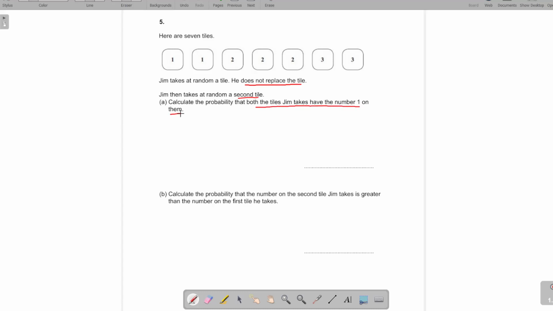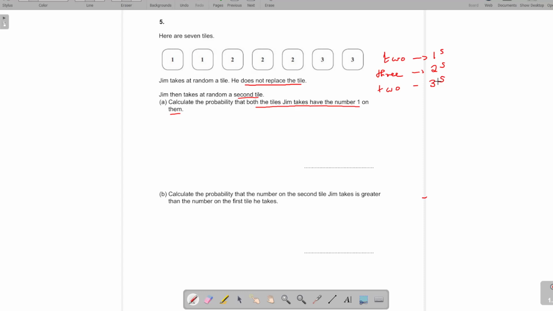Okay, so let's see how many numbers in there. We have 2 1s. We have 3 2s. And we have 2 3s. So now we don't need a tree diagram. We could do without it. Let's see how we could do without it.